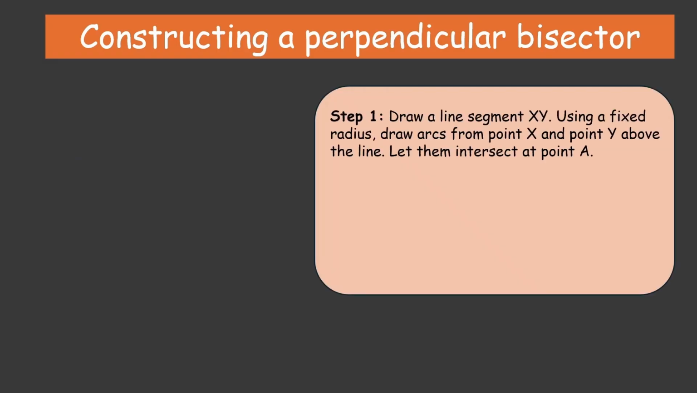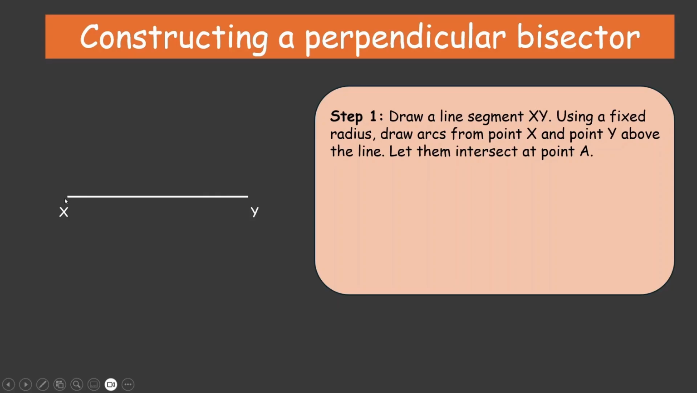First of all, we draw the line segment XY for which we want to construct a perpendicular bisector. Then using a fixed radius, we'll draw arcs from point X and point Y above the line such that they intersect at a point A. So we'll just take the compass and open it to any length. Usually, in order to draw a perpendicular bisector, we should open it to more than half the length of the segment. So we can just randomly take a length which is more than half.